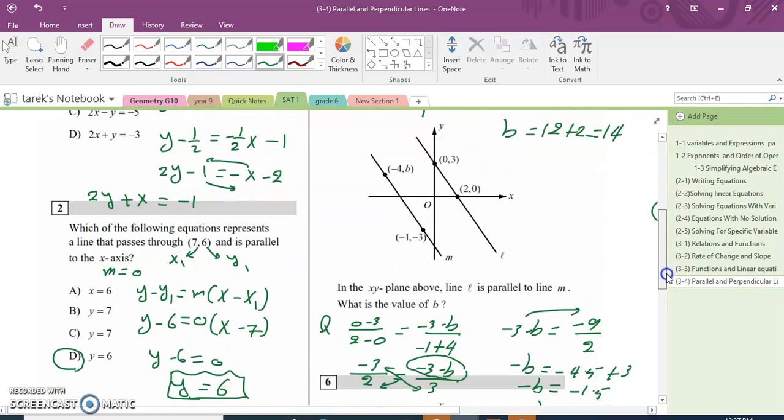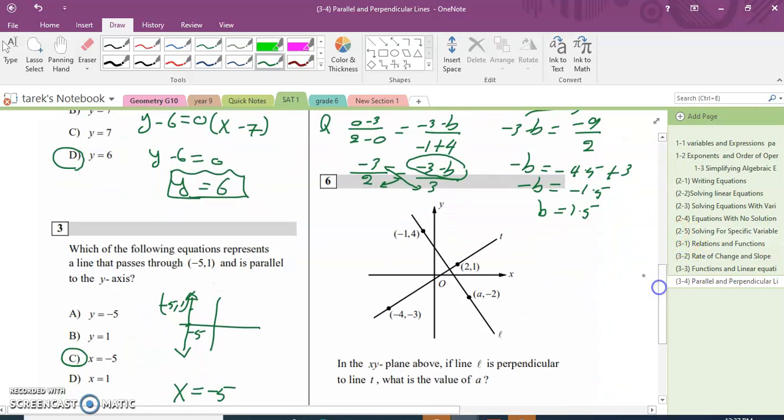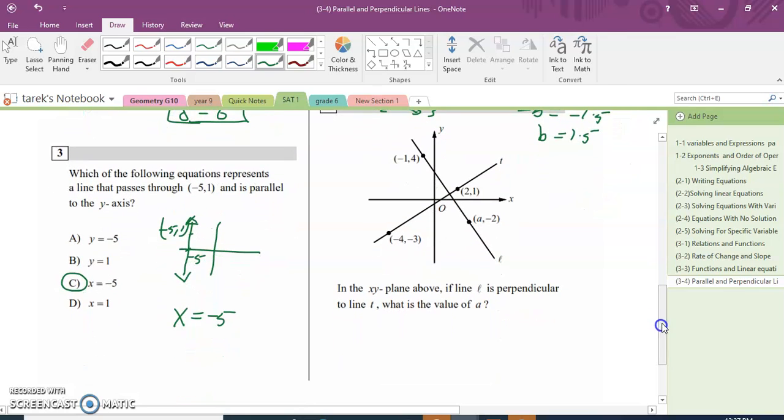Again, the idea of this example is using the parallel between these two lines to get the value of b. This is the b. Where is the b? This one. So I got the slope and tried to equalize the two slopes, make them equal, and solve the equation. Number 6.